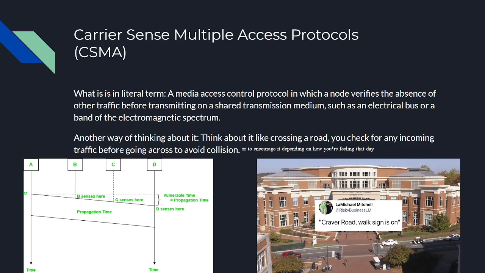Okay, so I wrote about carrier sense multiple access protocols and other forms of CSMAs and how they work. So what a CSMA is, is a media access control protocol in which a node verifies the absence of other traffic before transmitting on a shared transmission medium, such as an electrical bus or a band of the electromagnetic spectrum. But another way of thinking about this to make it easier is thinking of how before you cross a road, you look both ways to make sure you don't get hit by anything.